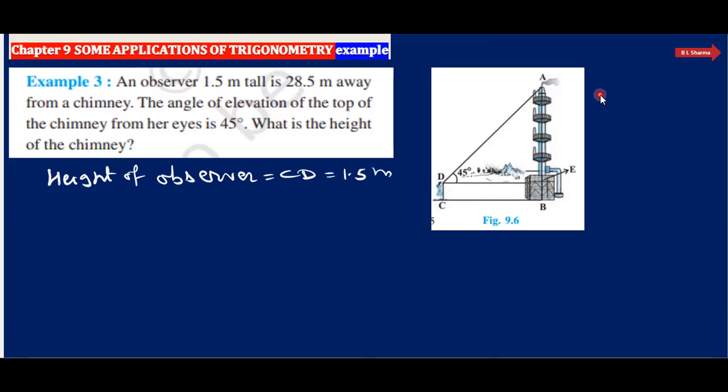And the distance BE is given as 28.5 meter. This distance from here to here is 28.5 meter. And the angle is given. So now, this AB is the chimney. The chimney you can write here.